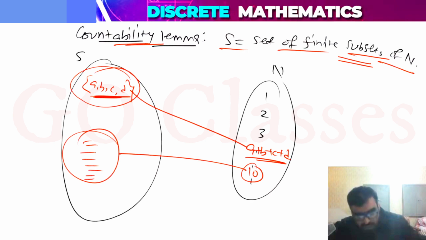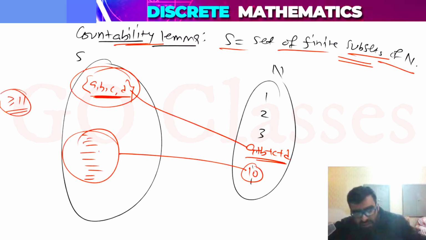The exact number does not matter, but we are assigning a finite number of elements. And why am I so confident about this? Because you can find it very easily: whatever elements we assign to this 10, those elements cannot contain any number greater than or equal to 11.